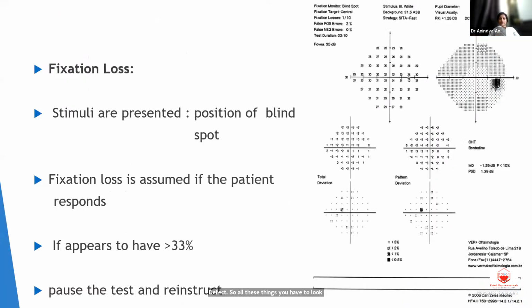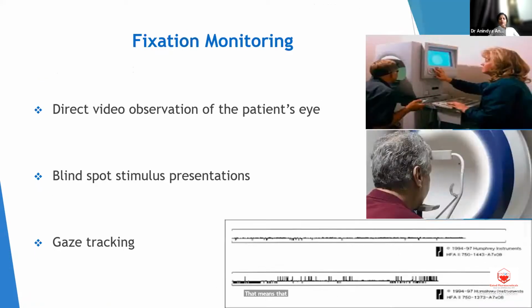Okay, so let's come to the second zone, that is the reliability indices. For example, one point is fixation loss. The stimuli are given on the blind spot, because the blind spot is the optic nerve, where the patient should not be able to see. If the patient is able to see, that means there is a fixation loss. The patient is moving the eye, so you must stop and redo.